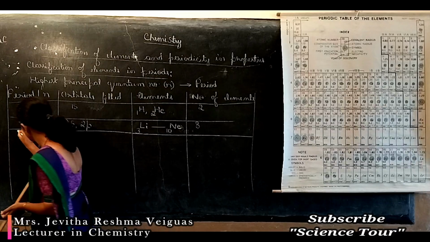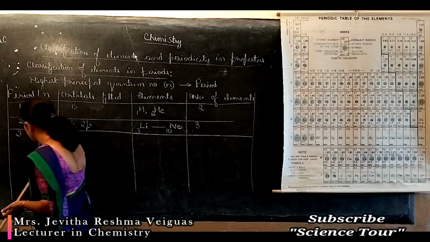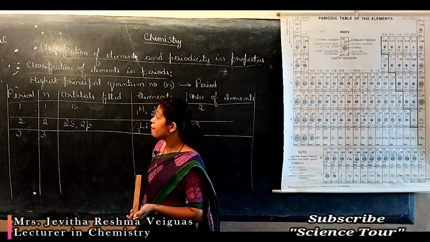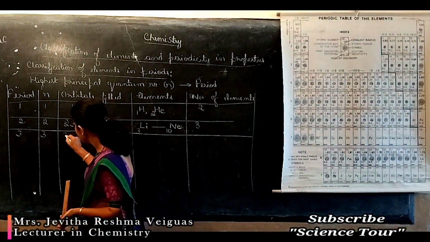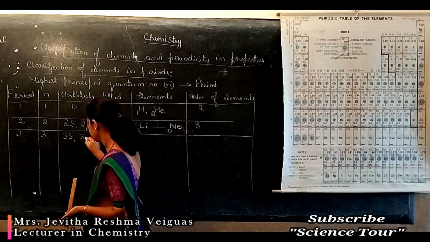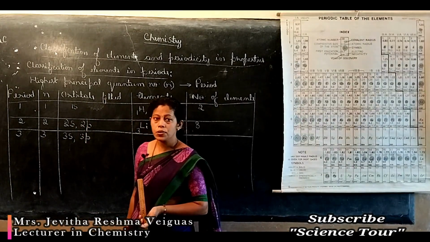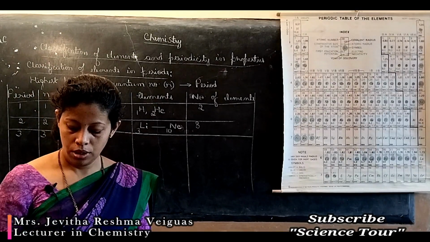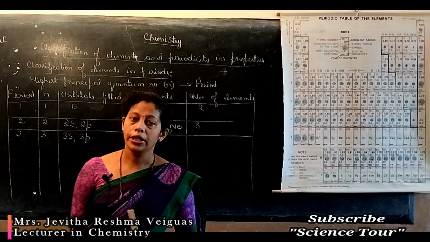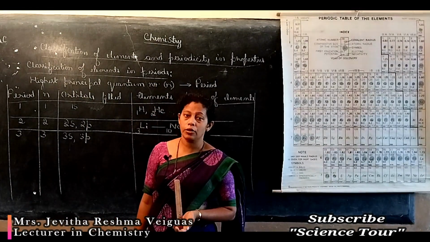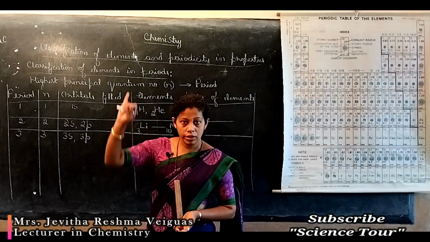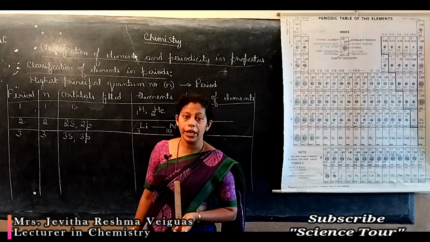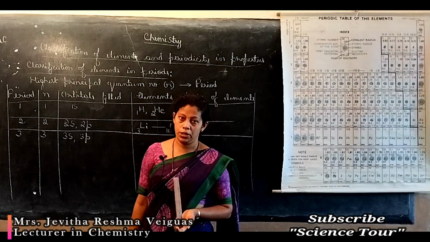Let's learn about third period, for which the highest principal quantum number is 3. N value is 3. Which are the orbitals filled here? They are 3s and 3p. 3s means we have 2 electrons here, and 3p means totally 6 electrons, because 3p orbital contains 3px, 3py, 3pz. 6 electrons can be accommodated in these 3p orbitals.